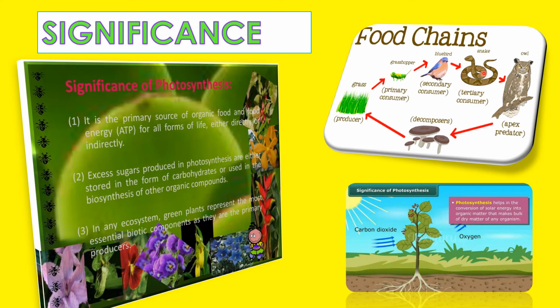Next, tertiary consumer, snake. They are dependent on this. After that, apex predator. Again, they are dependent on this. After that, at last it is coming decomposers. And after that, again it is coming back to the producer. So this is called food chain, and this chain is maintained due to plant photosynthesis. So this is one of the most important significance of photosynthesis.